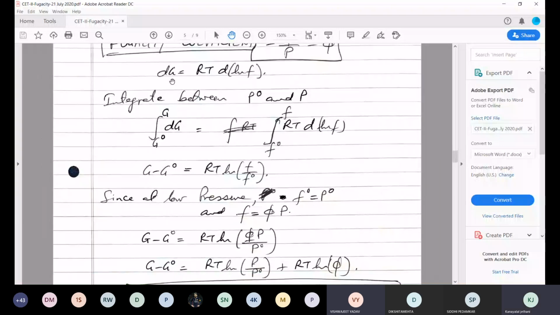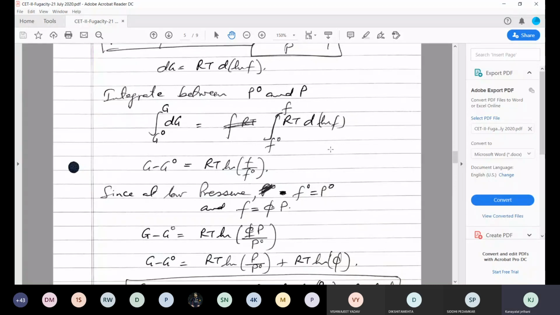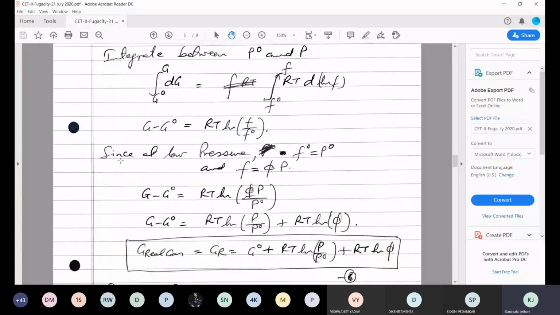Okay, so we have dG equal to RT ln phi, so integrate from low pressure P0 to P. What you get is G minus G0 is RT ln F by F0. F0 is fugacity at low pressure and F is the fugacity at actual pressure. So at low pressure we have defined standard state fugacity equal to pressure, right? So F0 is at low pressure, that is equal to pressure at low pressure. And we also define fugacity coefficient as F by P. So F is equal to phi into P.